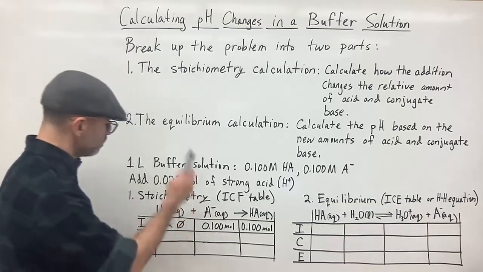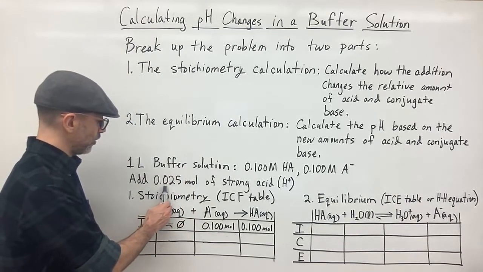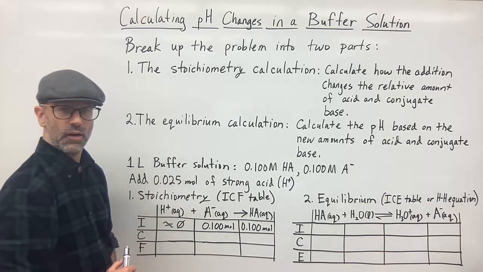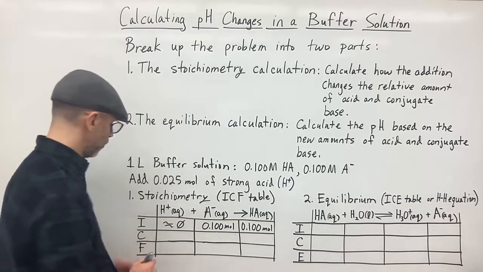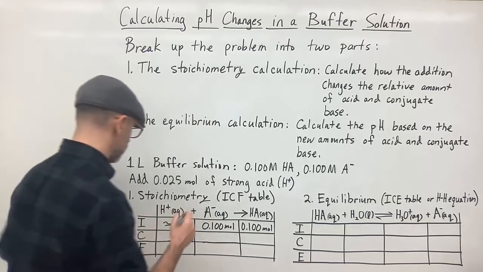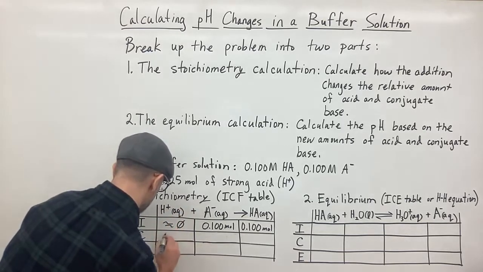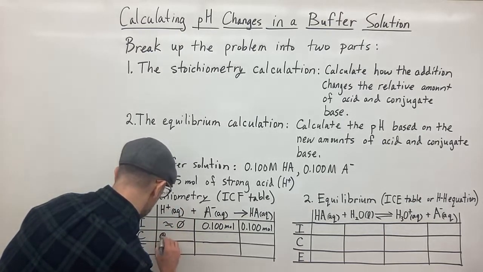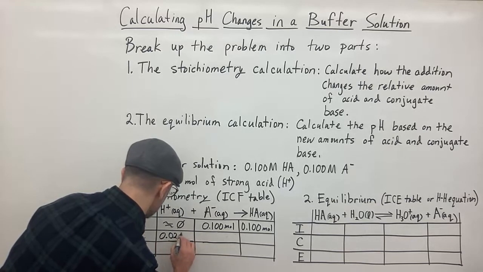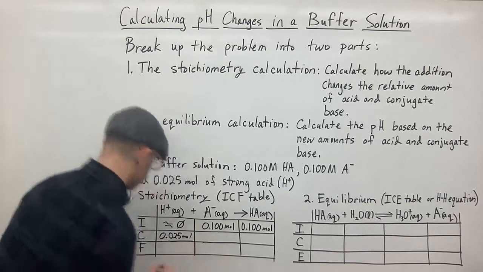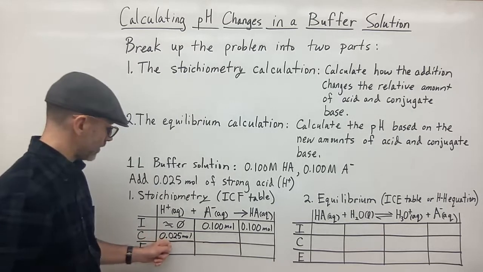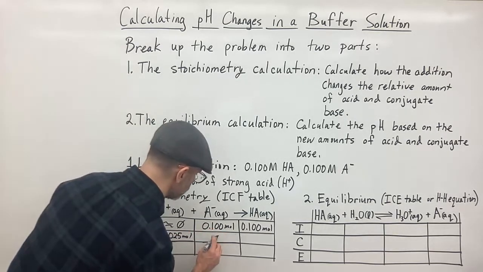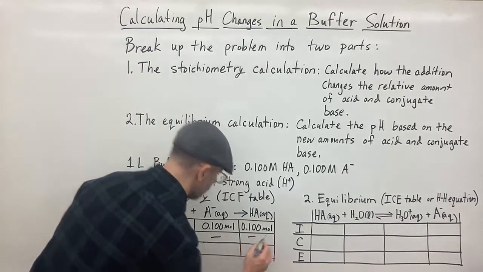Okay, so I know I'm adding 0.025 moles of my strong acid, so the change is going to be, I'm adding 0.025 moles. So that's it. I'm not really doing anything with this here.